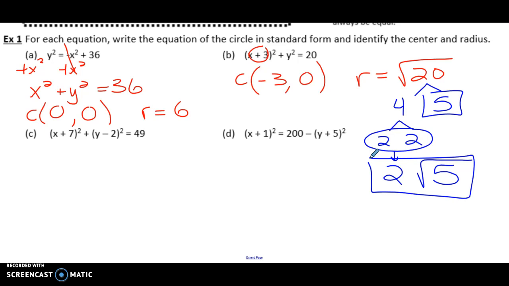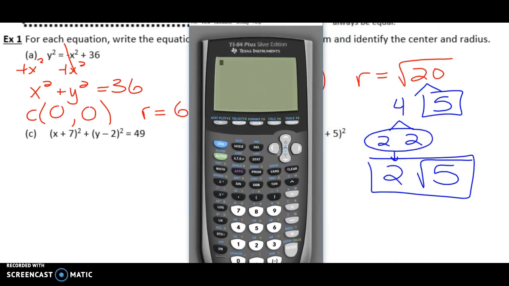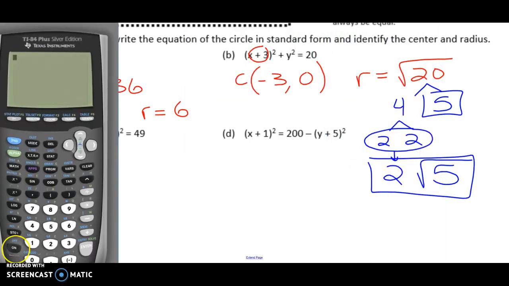How could you check and see if that's right? Put it into the calculator and convert it to a decimal. This is also helpful on the ACT, to be able to convert things to decimals. So the square root of 20 is about 4.47. And what our simplified answer was 2 square root 5. What should it say? 4.47. So we know we simplified it correctly if you got that same decimal.